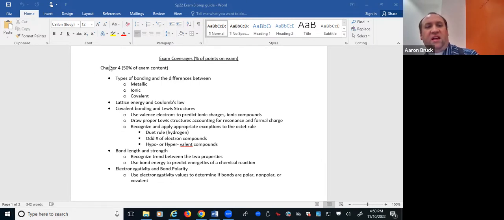But you can see in here also, you're going to see questions about lattice energy. You're going to see questions about types of bonding. The majority of what you're going to do, obviously, is going to be about those Lewis structures, drawing them, being able to interpret them.